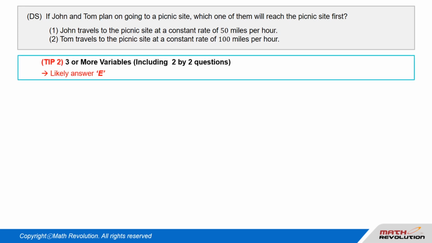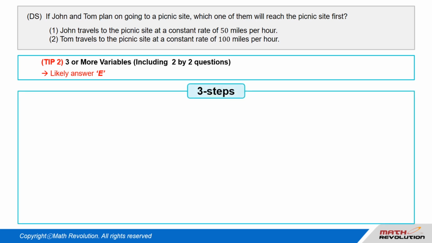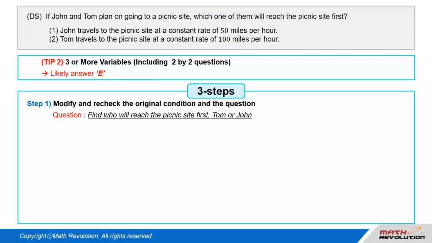Solution. Now we will solve this DS question using the variable approach. Tip 2. If there are 3 or more variables, including the 2x2 questions, then E is the likely answer. Let's apply the 3 steps suggested previously. Follow the first step of the variable approach by modifying and rechecking the original condition and the question.